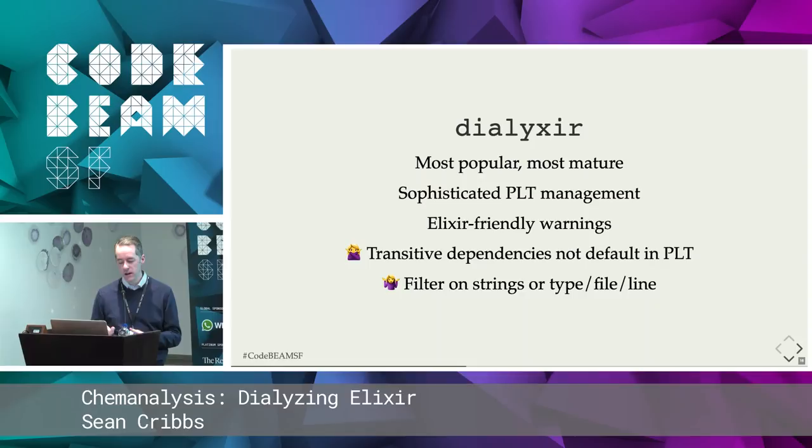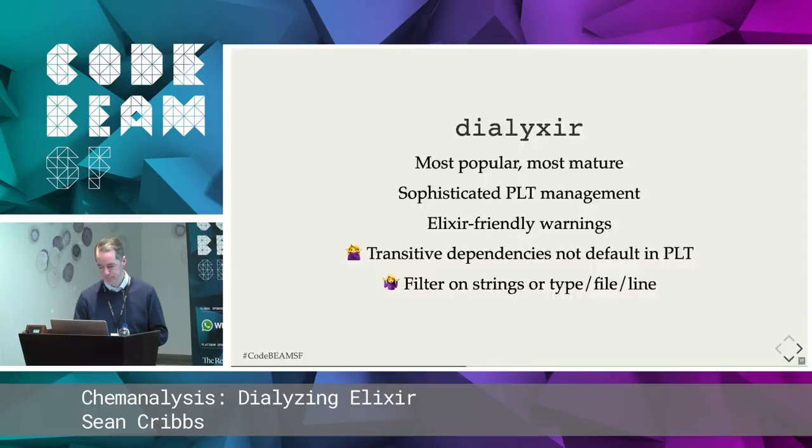The filtering of warnings is sort of based on what strings Dialyzer emits, or potentially the kind of the warning and what file or line it's in. This satisfies most of the cases where you want to ignore a warning that's actually okay to let your build pass, but it does limit the granularity of the filtering that you can achieve on warnings.